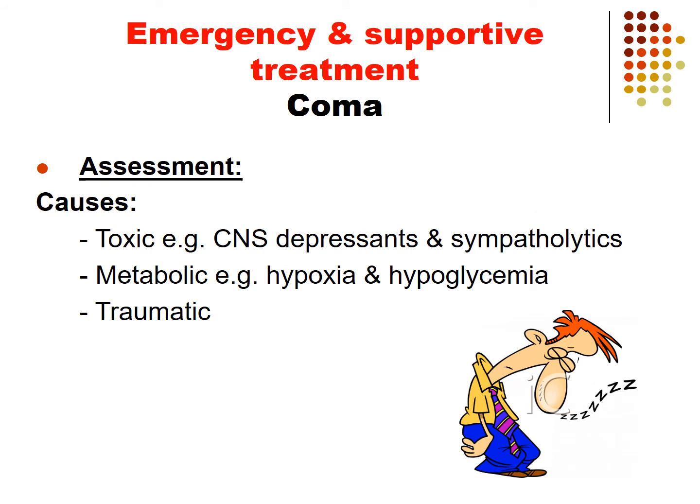A person in coma may be due to exposure to toxic substances like overdose from CNS depressants such as benzodiazepines or barbiturates or alcohols. Sometimes the coma may be due to metabolic or traumatic causes, for example, head trauma.